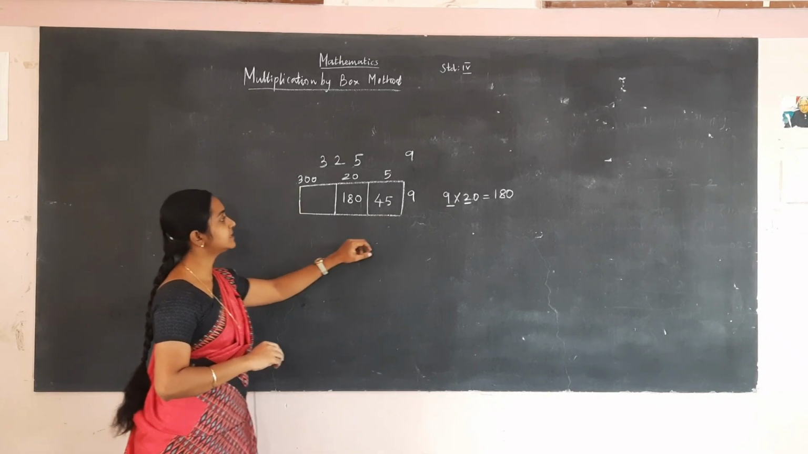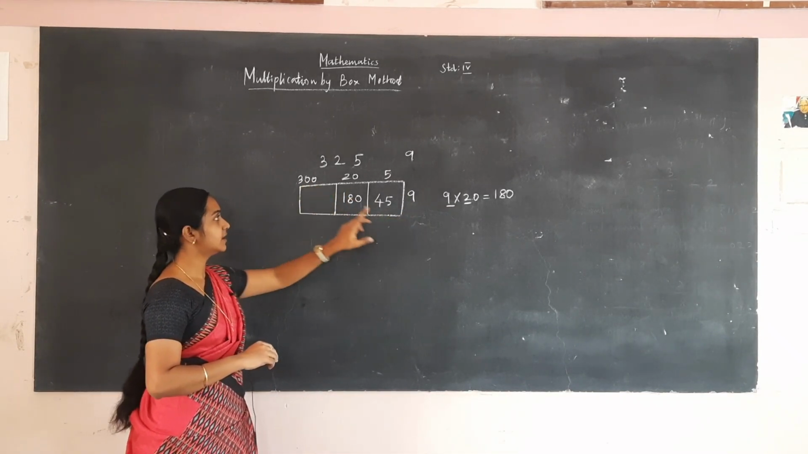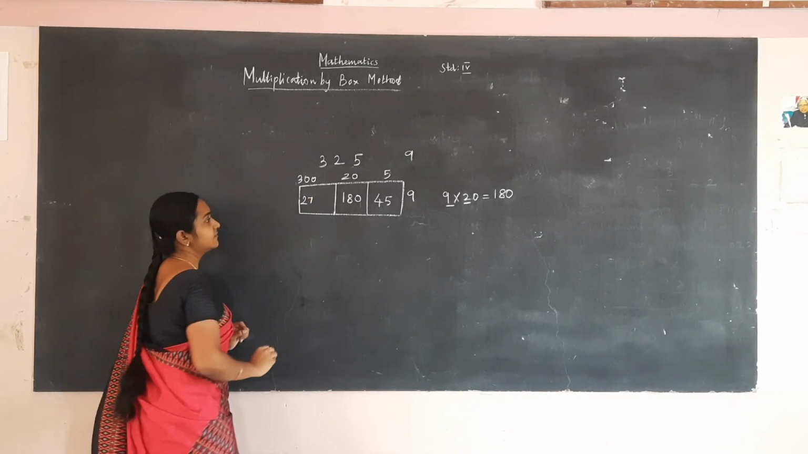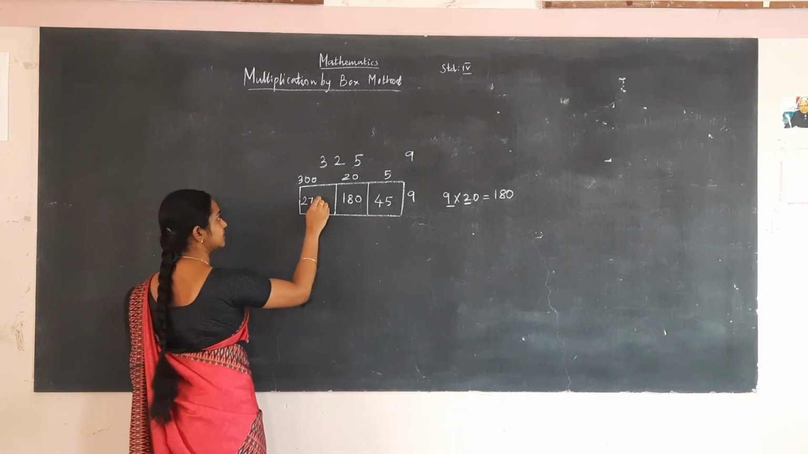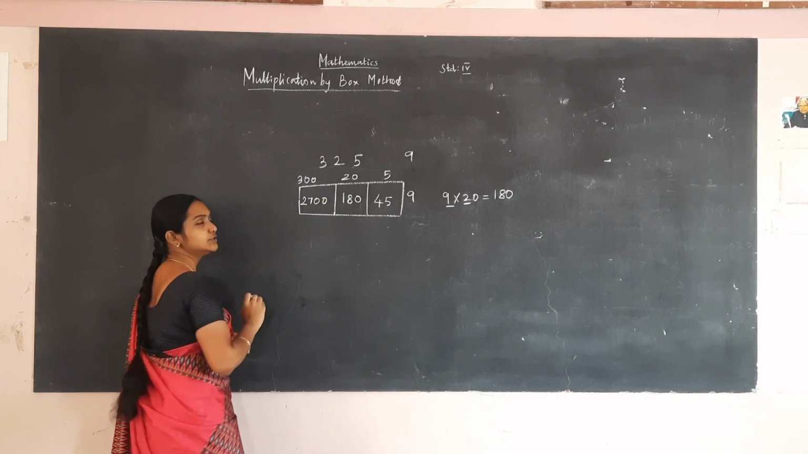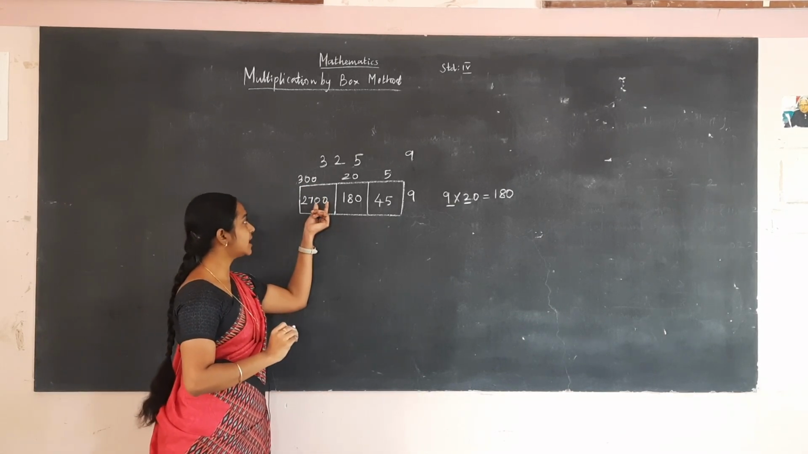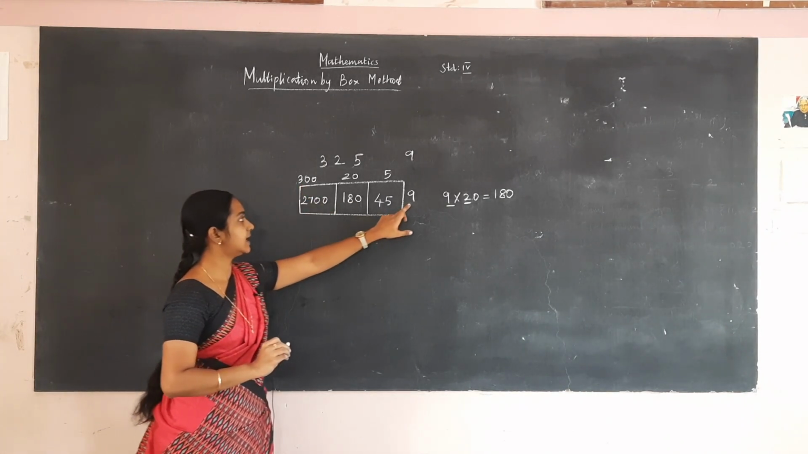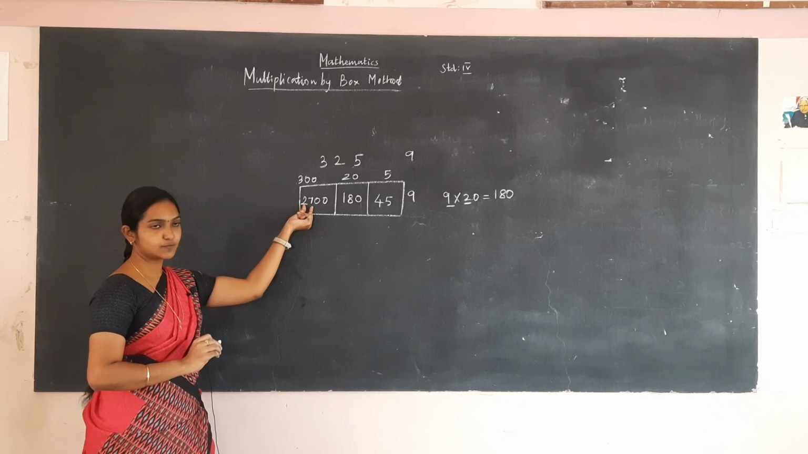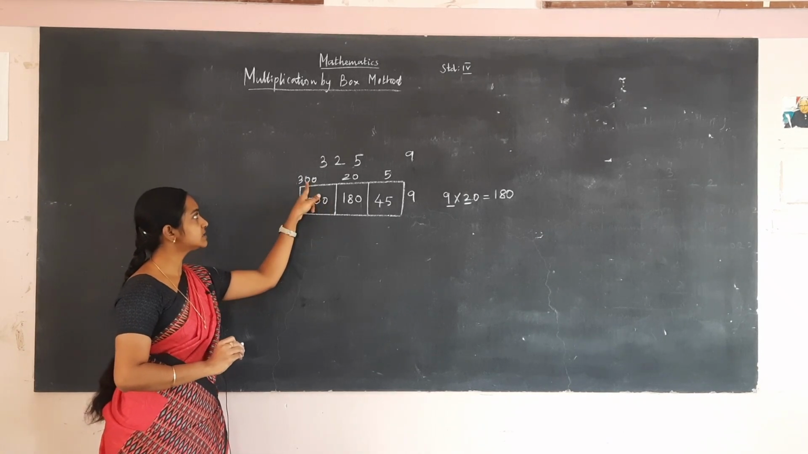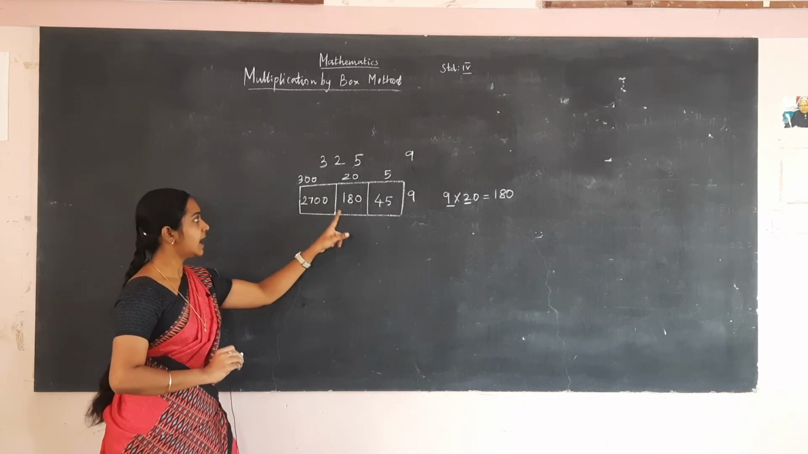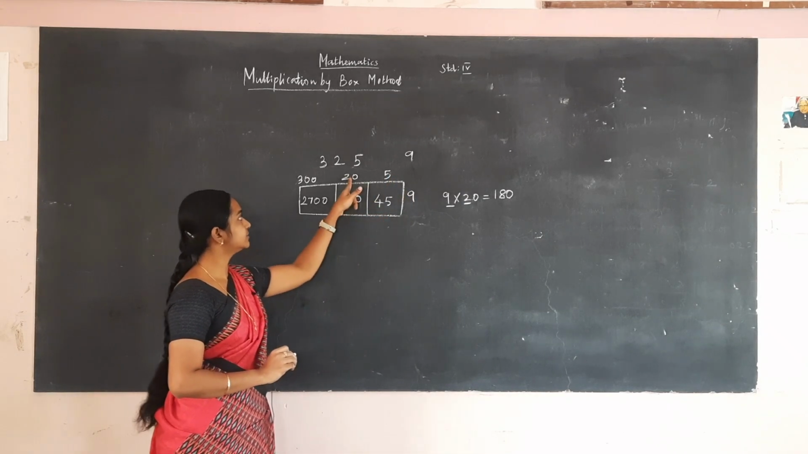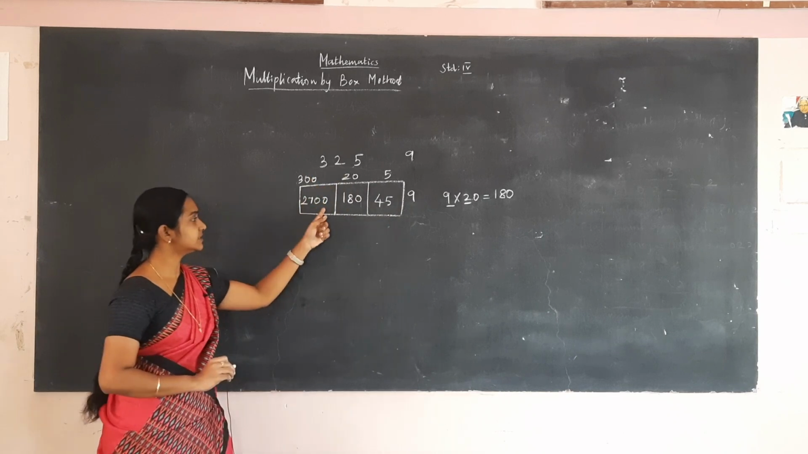Here we are going to multiply 9 and 3 alone. 9 3s are 27. We have to add 2 zeros, because in 300 we have 2 zeros. If we have 0 continuously, we can do like this. I have written 9 into 5 here, 9 into 20 here, 9 into 300 here.